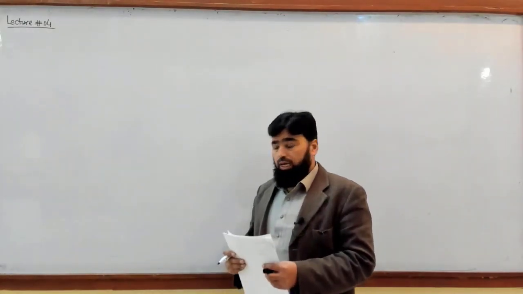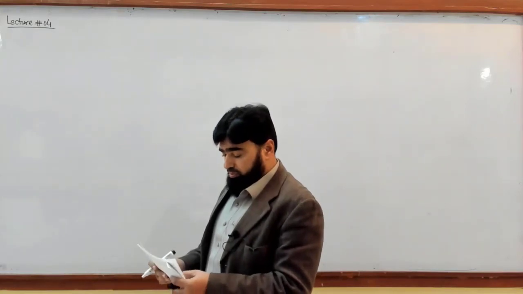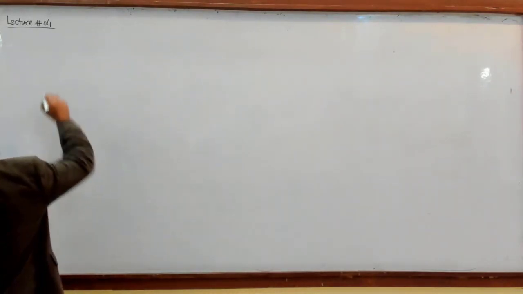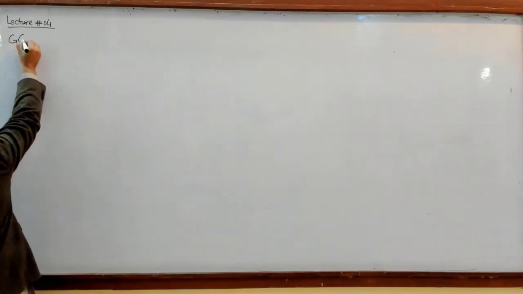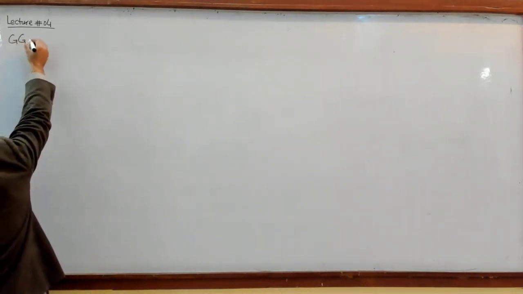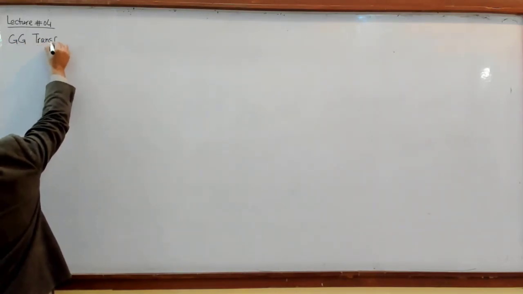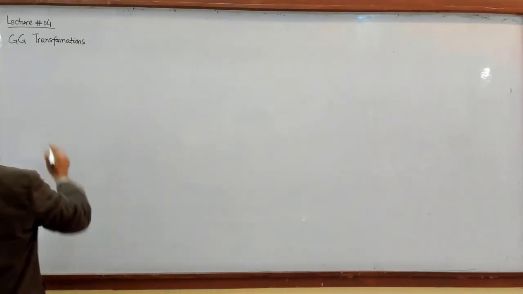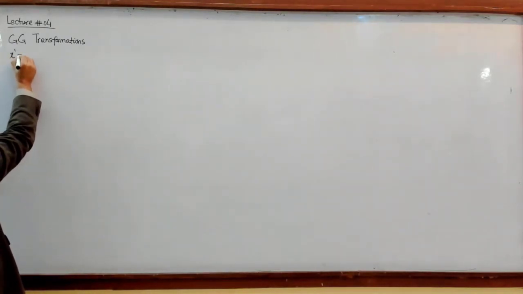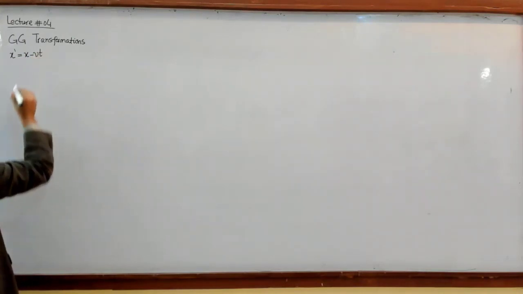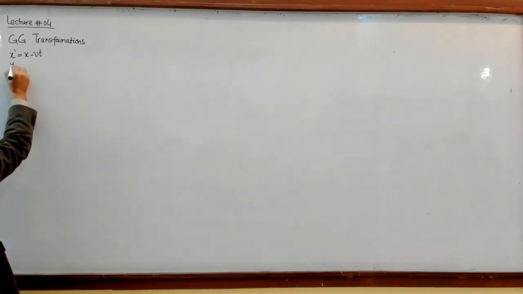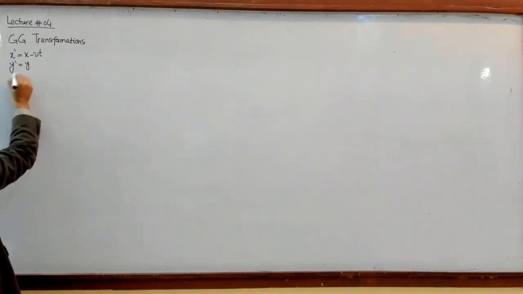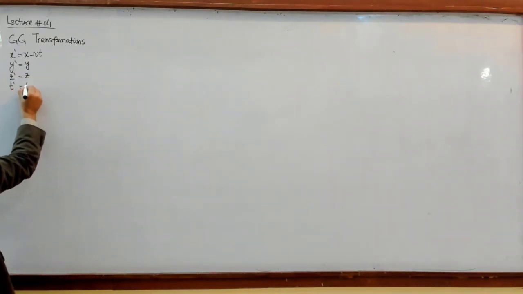So we will start with the fourth lecture in the special theory of relativity. And as we have already derived the Galilei, or which we also call the Galilean transformations, in this transformation, you remember that we used prime for the moving system and unprime for the stationary system. x prime was equal to x minus vt, y prime was equal to y, z prime was equal to z, and t prime equals t.